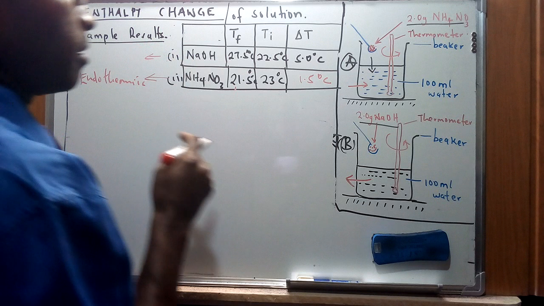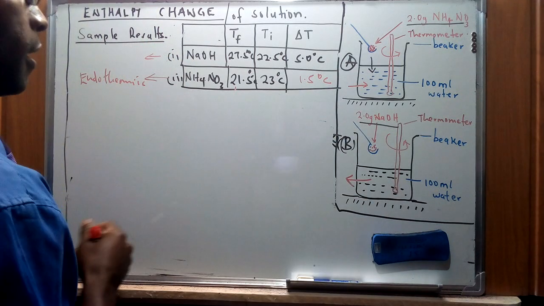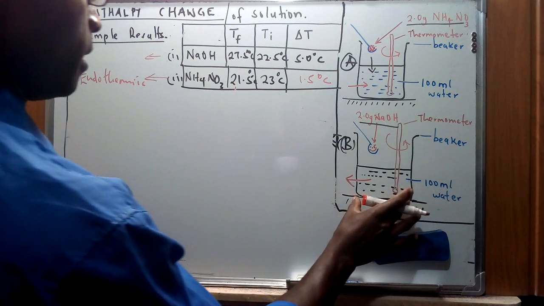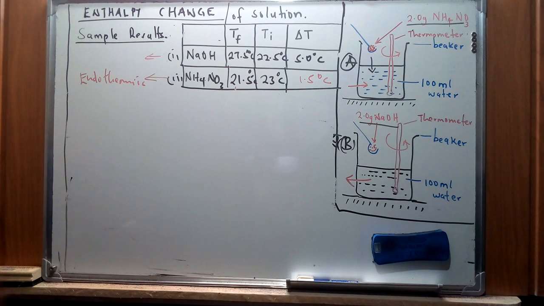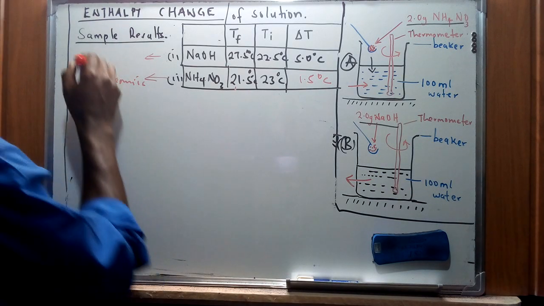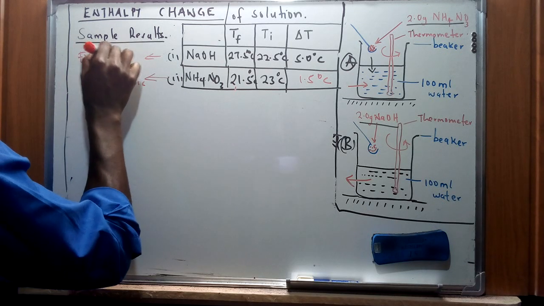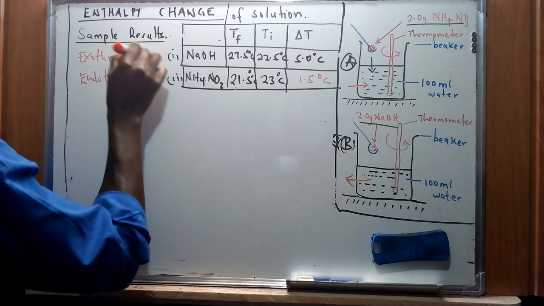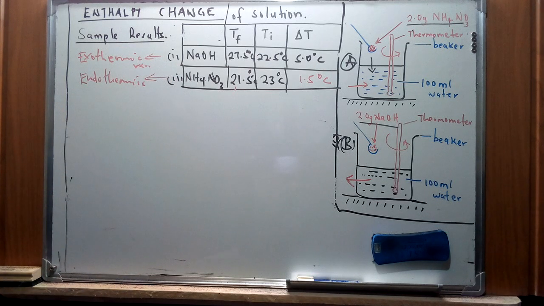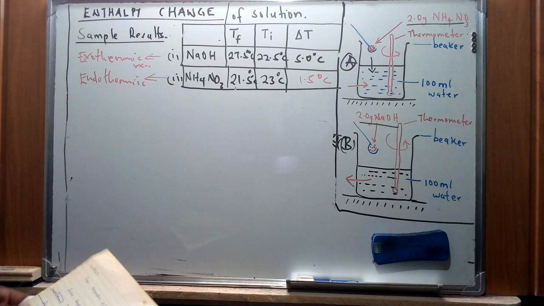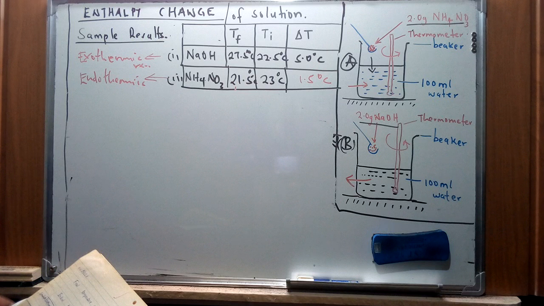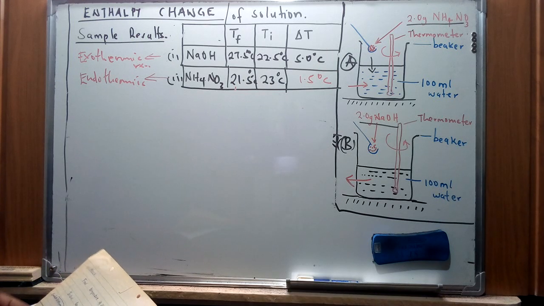And for the second case, in our case for the first one here, ammonium nitrate, heat is dissipated or given out from the system to the surrounding, and therefore this is an exothermic reaction. Therefore, depending on our sample results that we have been given, we can see that there are two different kinds of reaction taking place in dissolving those two different substances. From our information, maybe we can calculate the enthalpy change for those two experiments.